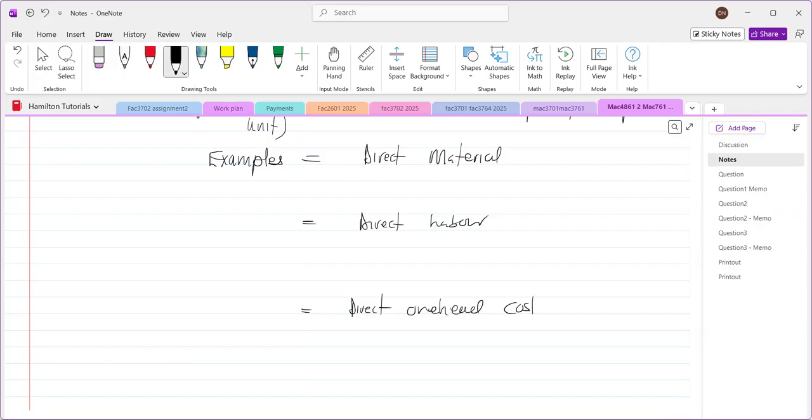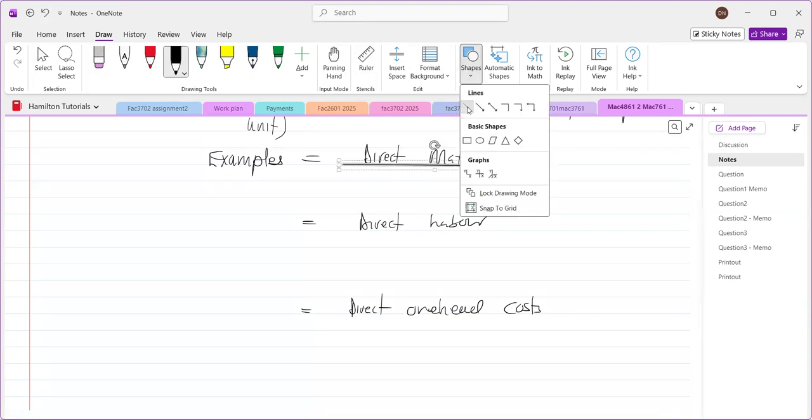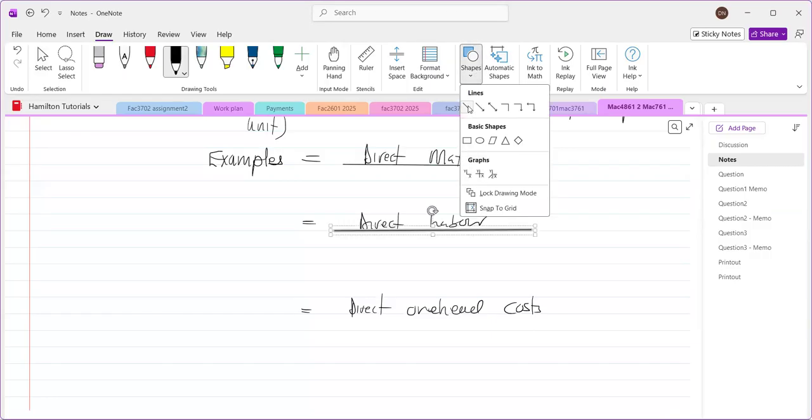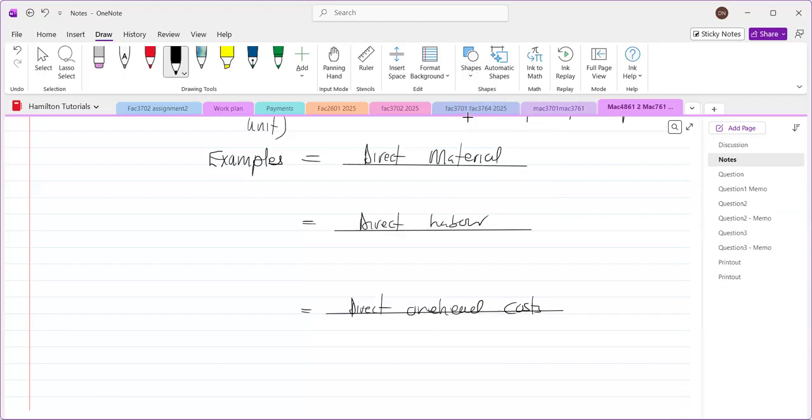Direct overhead costs. With the direct material, most of the time when you buy material, you would have identified the product that you want to manufacture, the quantity that you want to manufacture, and then you go and buy material that usually is specific to that particular product. So usually material is a specific cost.